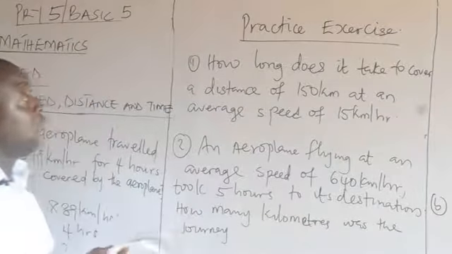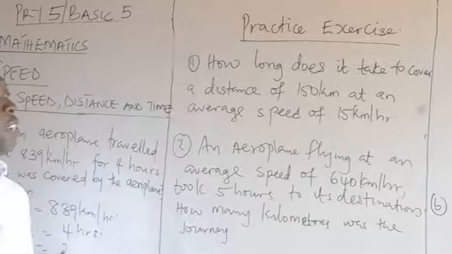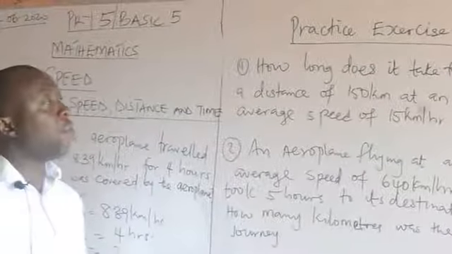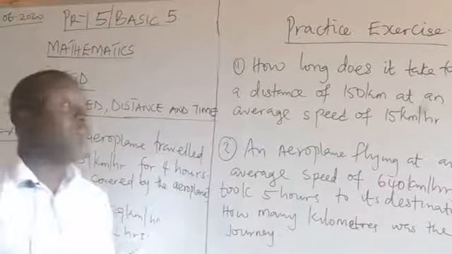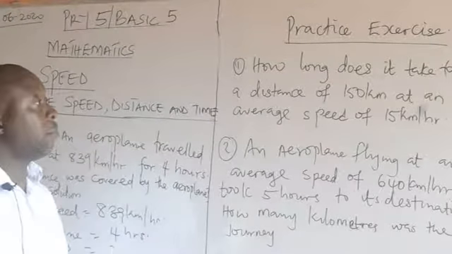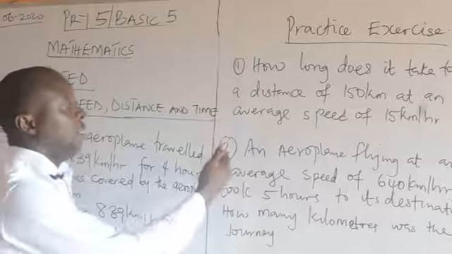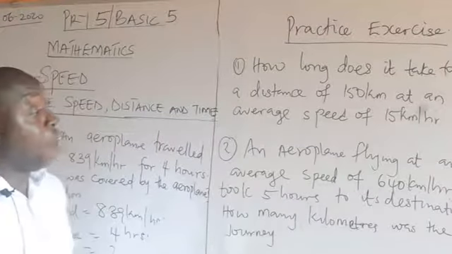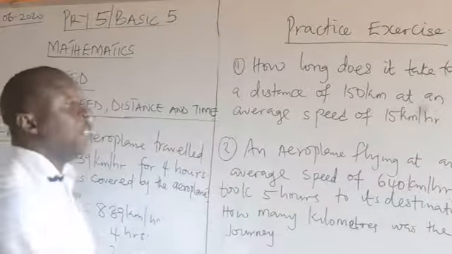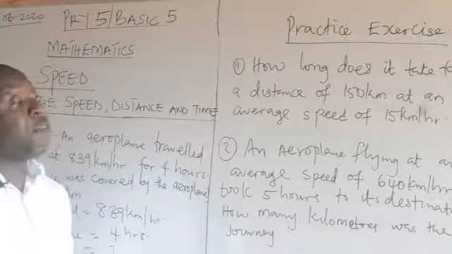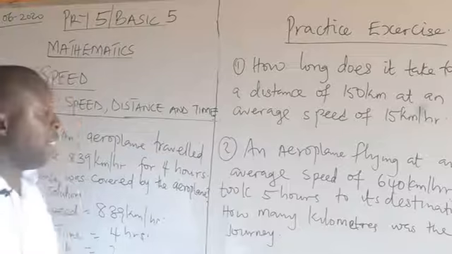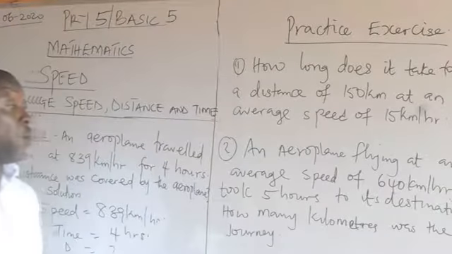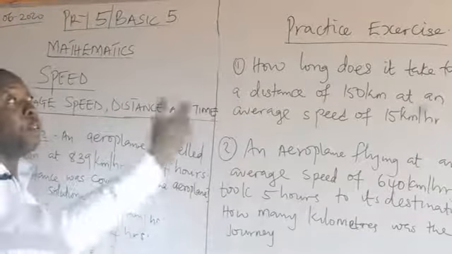Let me read the questions again. How long does it take to cover a distance of 150 km at an average speed of 15 km per hour? The second question: an aeroplane flying at an average speed of 640 km per hour took 5 hours to its destination. How many kilometers was the journey? So you are expected to practice this exercise.